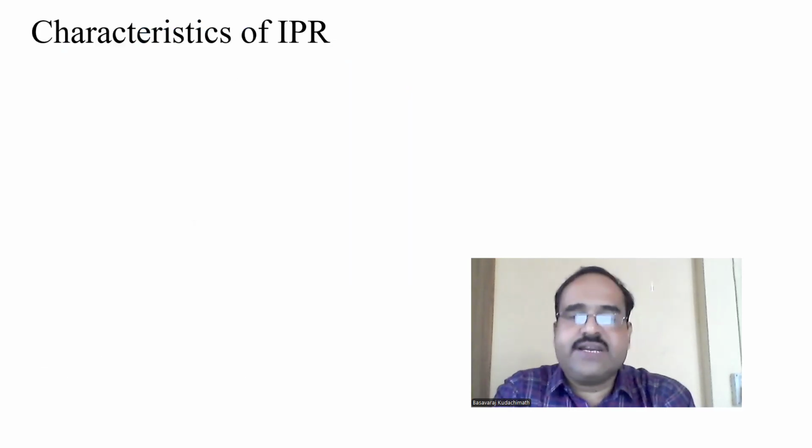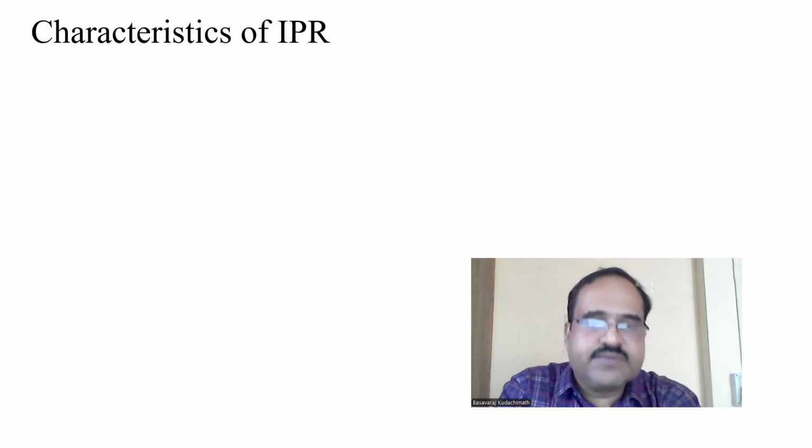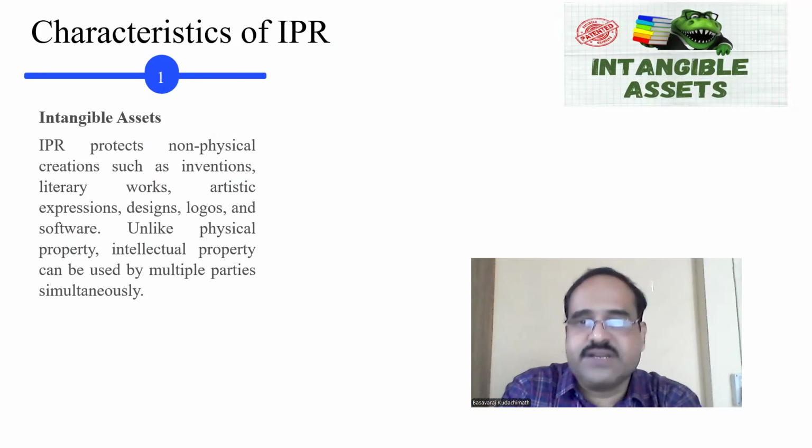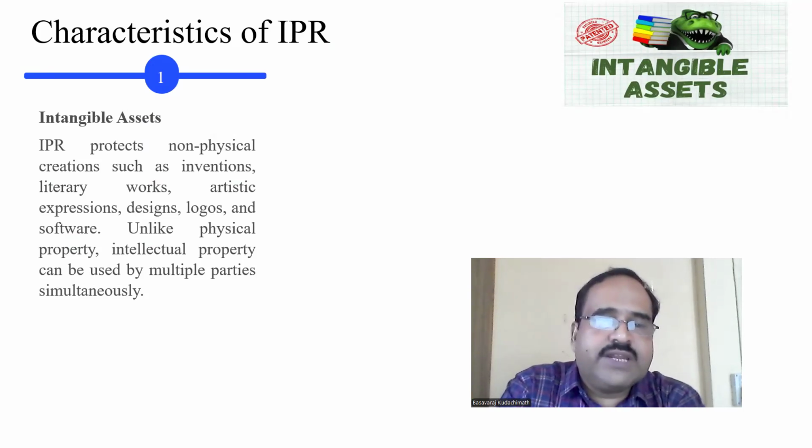Let us understand the characteristics of intellectual property rights. There are basically 5 different types of characteristics. In this slide, I'm going to discuss the 2 important characteristics. The first is intangible asset. Remember, intellectual property rights always protect non-physical creations such as inventions, literary works, artistic expressions, designs, logos, and software. Unlike physical property, intellectual property can be used by multiple parties simultaneously.